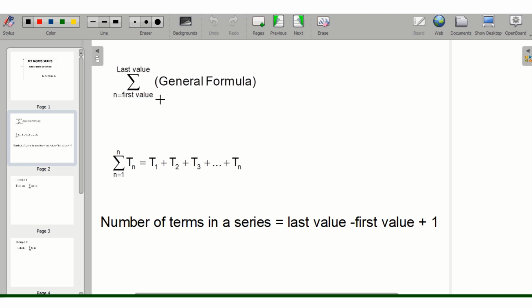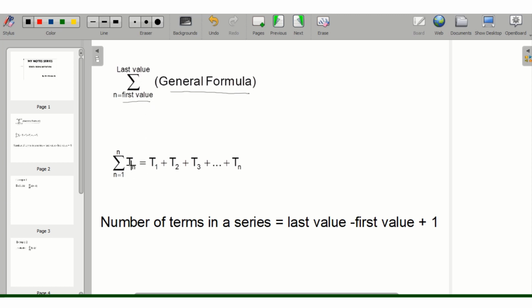Now whenever you are given a series in sigma notation, you'll have a general formula, of course. So this is the nth term that we were dealing with when we were doing sequences as well as series. In sigma notation, the value below the sigma sign is the first value that you will substitute in the general formula so that you get the first term. And at the top, that will be the last value that you will substitute if you want the last term.